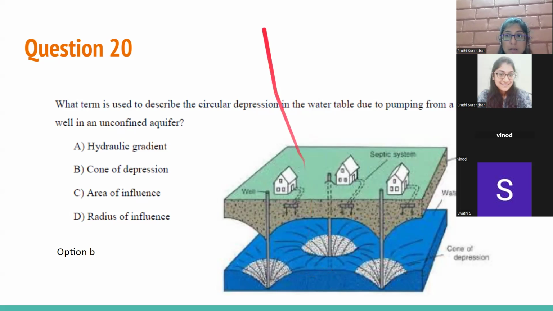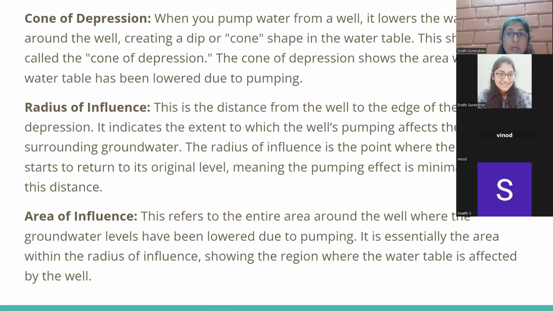So again here, what is cone of depression? When you're pumping the well, the water level around the well is going to go down because water is going to enter the well. This forms an inverted cone-like shape of the water, and this is called the cone of depression. The curve is called the drawdown curve.